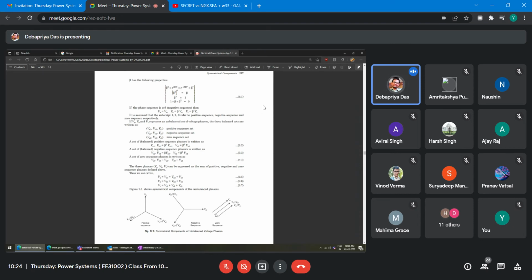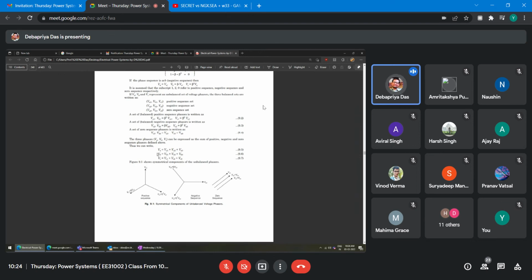Now when you represent this, VA is equal to the positive sequence voltage plus the negative sequence voltage plus the zero sequence voltage. Therefore VA is equal to VA1 plus VA2 plus VA0. Breaking into three components, add these and you will get VA. Similarly, VB will be VB1 plus VB2 plus VB0, and VC is equal to VC1 plus VC2 plus VC0.